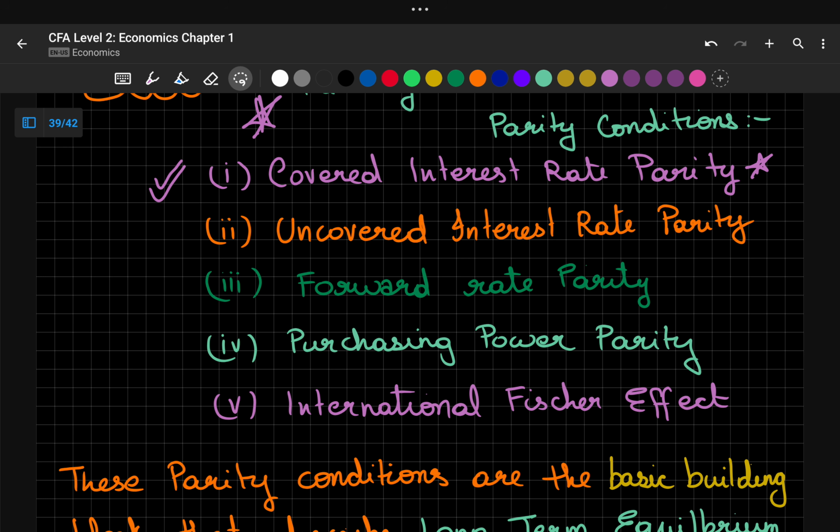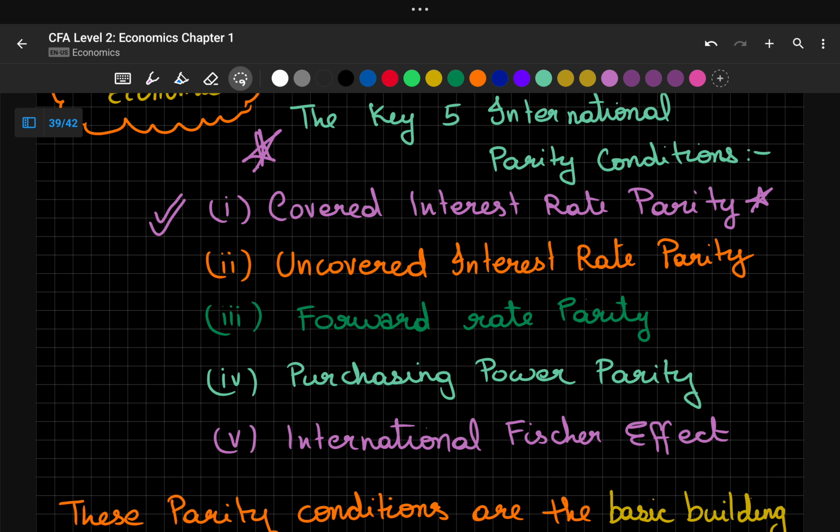Actually, we have already learned about this in one of our previous videos for this chapter, I guess video number 1.6 on forward rates. I have given the link for this video in the description. You can watch that video before learning covered interest rate parity because it already describes what a covered interest rate parity is and the formula for it.